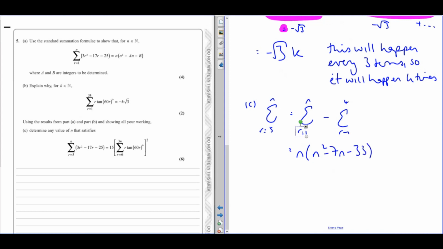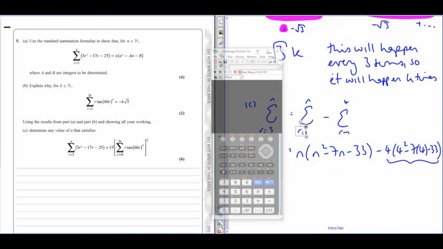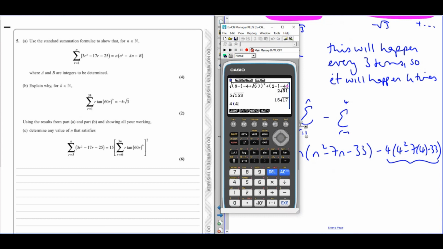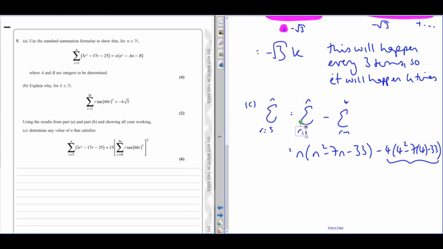And the sum from 1 up to 4, you can get from subbing 4 into this formula. So minus 4 times 4 squared minus 33. And if you work this out, minus 180. So this will give you this minus 180, so plus 180. So this is the left hand side.